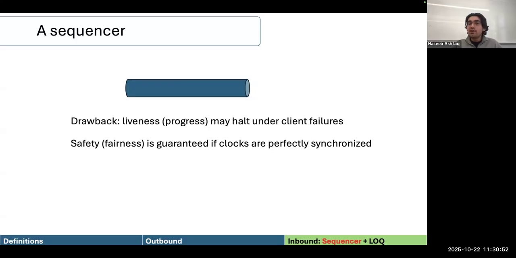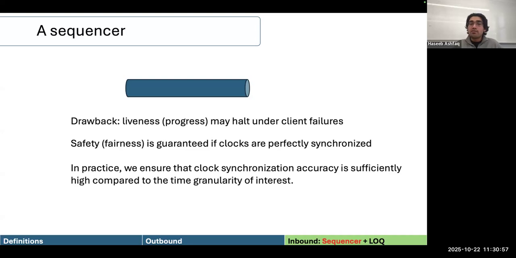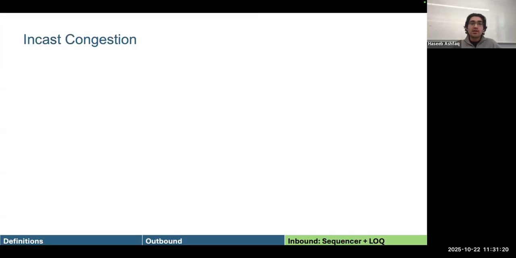The safety is guaranteed if clocks are perfectly synchronized. In practice, clocks are not perfectly synchronized, but we ensure that the clock synchronization accuracy is sufficiently high compared to the time granularity of interest. So we only deal with timestamps in this application on the order of microseconds, while the clock synchronization errors are on the order of nanoseconds.